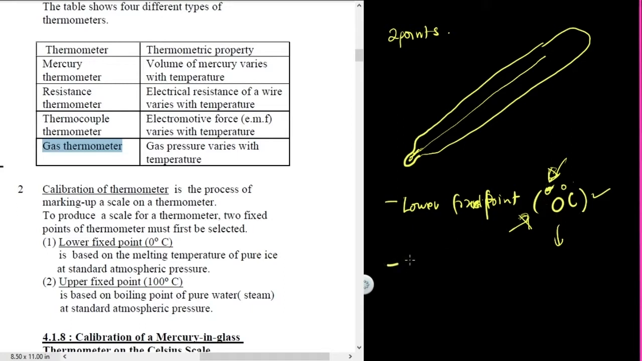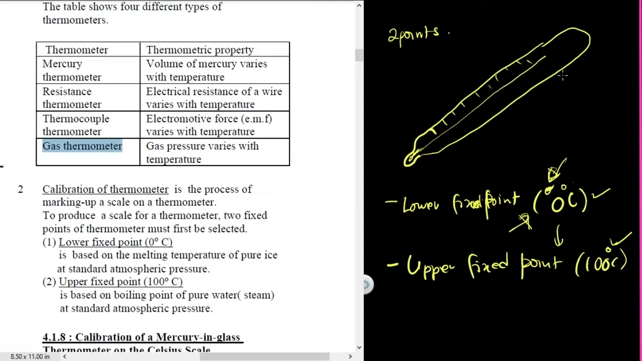And next, the other point that we need is the upper point, the upper fixed point. For this purpose, we will use 100 degrees Celsius. It is the boiling point of pure water, when the pure water begins to become steam. These two points are very important when you want to mark the scale of the thermometer.